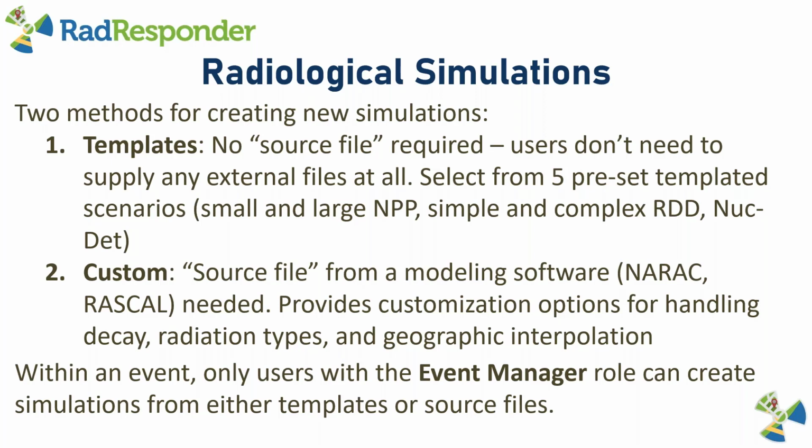The second option is to create a custom simulation. And so with custom, you are supplying a source file from a modeling software like from NAMRAC or Rascal. Again, I mentioned there's a beta version of a hotspot capability we're making too. But you do need to supply that as an input file to create a custom simulation. The advantage here is the customization piece, of course. So you're going to have lots of options at your disposal for handling decay, the radiation types you want to support, what we call geographic interpolation, which we'll talk more about.